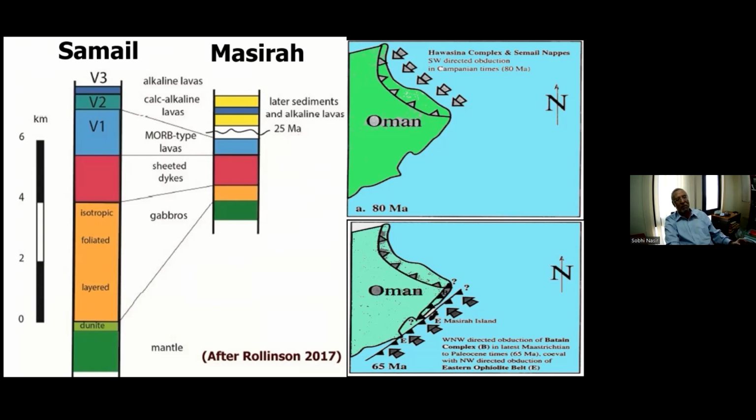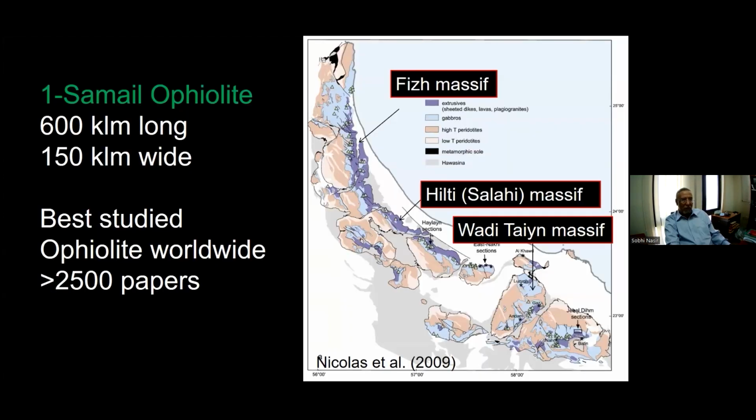So the time span is much larger than the Samail, which is only 2 million years. Here we are speaking about 70 million years. The obduction age of the Masirah Ophiolite is 65 million years. Although it's older than the Samail, the obduction age is younger than the Samail Ophiolite. So I'll start characterizing the Samail Ophiolite. As I told you, we have 13 different segments.